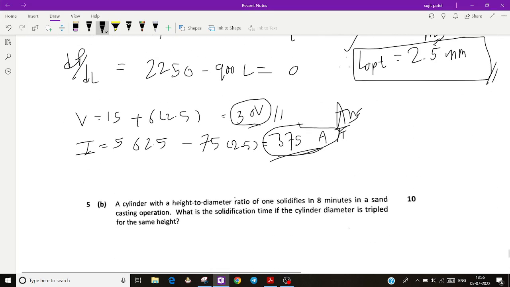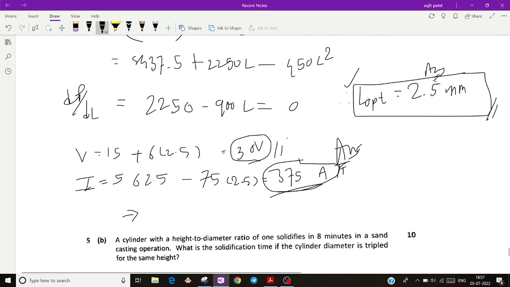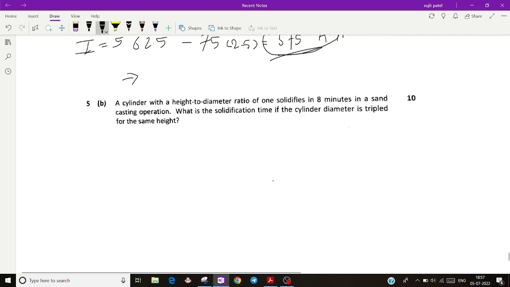So this is the way you can proceed in the mains examination, and finally you have to write the conclusion, that is the results: the optimum arc length, that is this much mm, and the corresponding voltage and current are 30 volt and 375 amps.